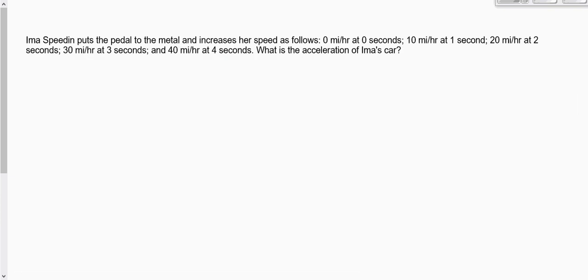We can calculate an example of acceleration with you. Suppose we have a person called Ima Speedin. And Ima Speedin puts the pedal to the metal and increases her speed as follows. They're going to start at 0 miles per hour at 0 seconds, 10 miles per hour at 1 second, 20 miles per hour at 2, 30 miles per hour at 3, and 40 miles per hour at 4 seconds.